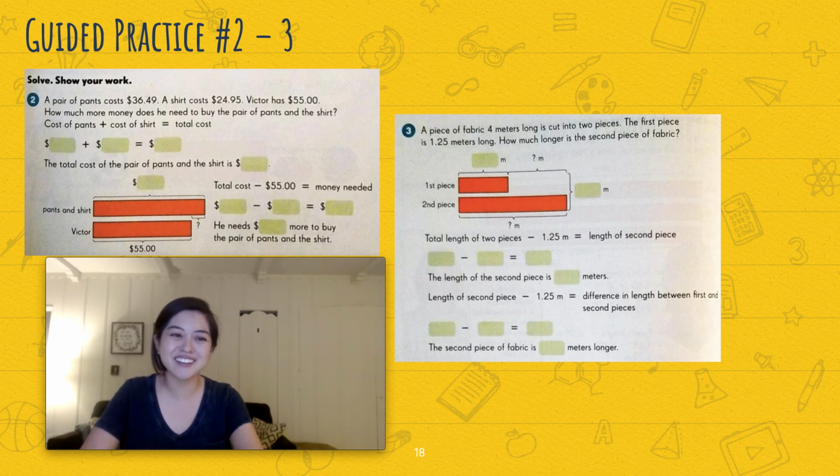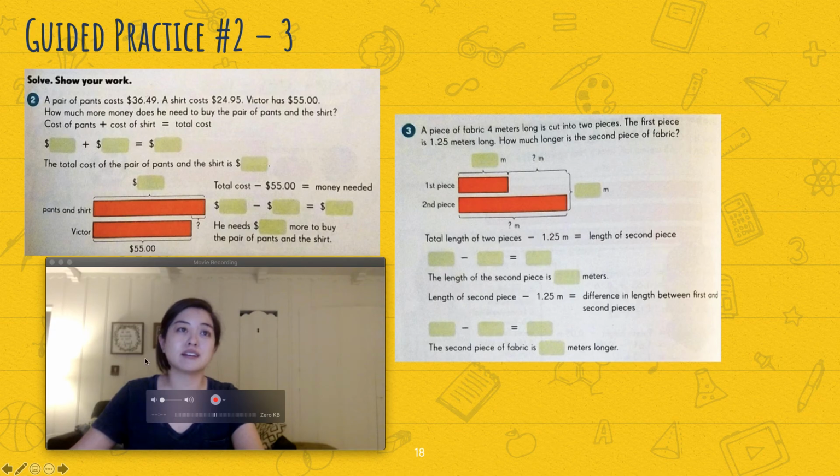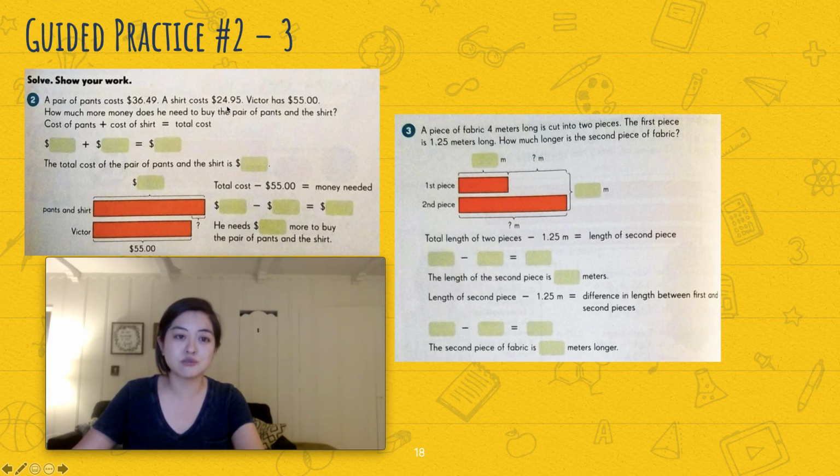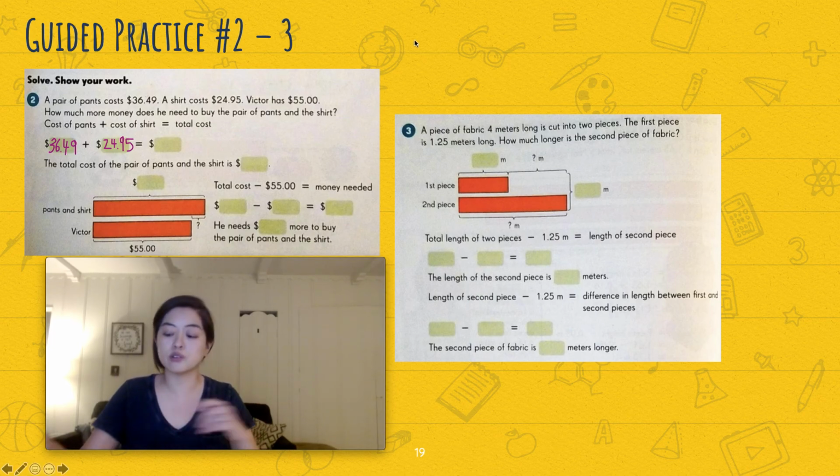Hi, welcome back. All right, so for number 2, it says that a pair of pants costs $36.49. A shirt costs $24.95. Victor has $55. How much more money does he need to buy the pair of pants and shirt? Yeah, Victor might not have enough. Okay, so first let's figure out the total cost of the pants and shirt. So we're going to add $36.49 and $24.95.